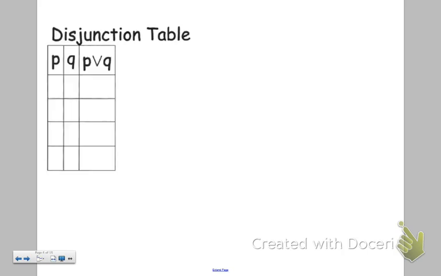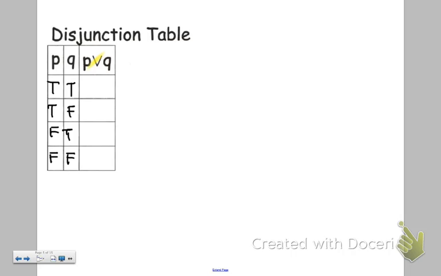All right, let's check out the disjunction table this time. So remember, disjunction is that fancy name for or. I still have two statements I'm dealing with. I have a statement P and a statement Q. So I'm still going to have those same four cases I did in the previous slide. I'm going to have P is true, Q is true, P is true, Q is false, P is false, Q is true, and then both P and Q are both false.